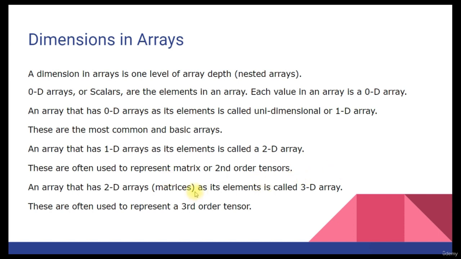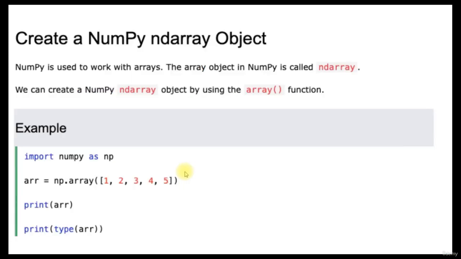Now we can take this one step ahead, and we can also say that an array that has 2D arrays or matrices as its elements is called a 3D array, and these are also known as third order tensors. So let us go back and understand over here. Inside this NumPy array, each unique value that we have, 1, 2, 3, 4, 5, these are called zero dimensional arrays or scalars. So this itself is a scalar quantity. Now if you check the dimension of the entire array, that is 1, 2, 3, 4, 5, this will be given as a single dimensional NumPy array. So I hope this is clear.